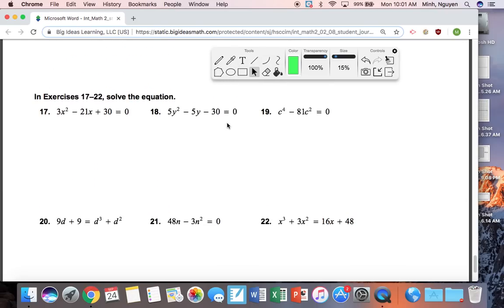These are solving, which we've already covered as well. And you could factor this by grouping or by making a box, whatever you prefer.